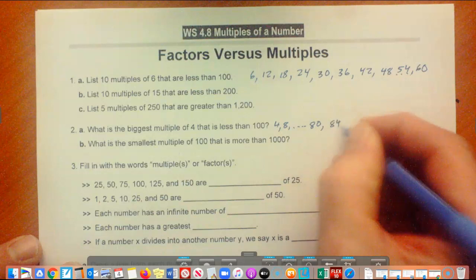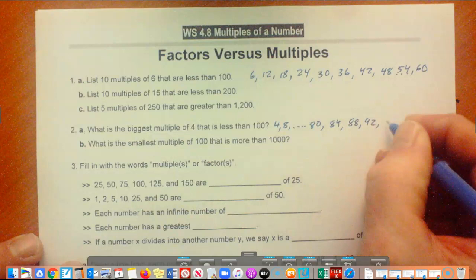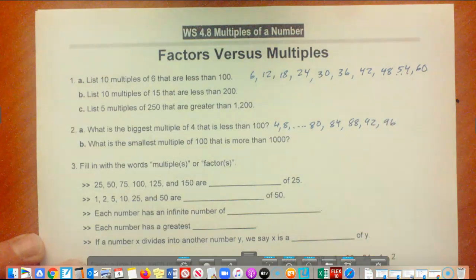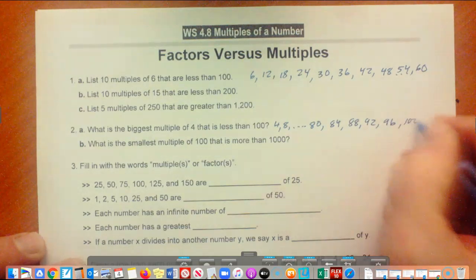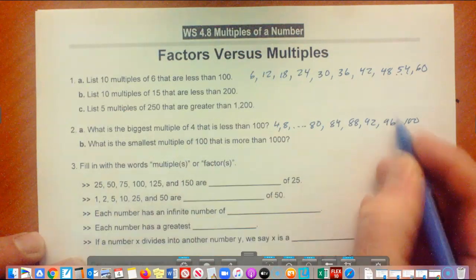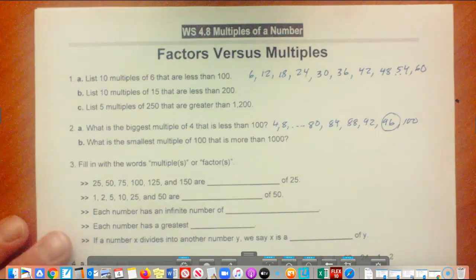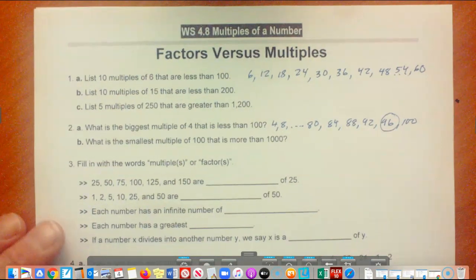84, 88, 92, 96, 100. So what is the biggest multiple of 4 that is less than 100? Here we go, right here, 96. Another thing is you could say that there's 4 quarters in a dollar. Therefore, 4 goes into 100, and then you could subtract 4 as well.